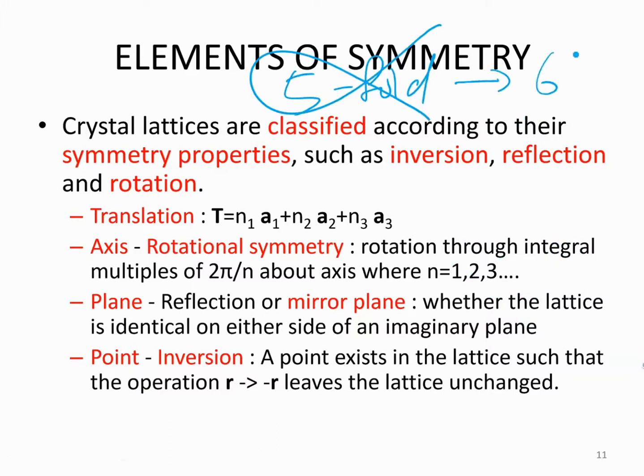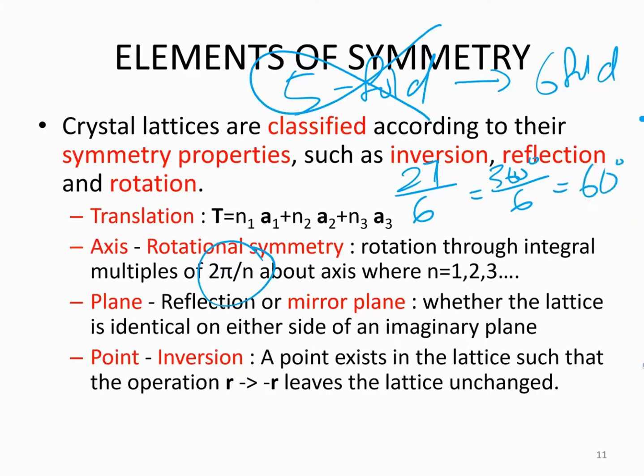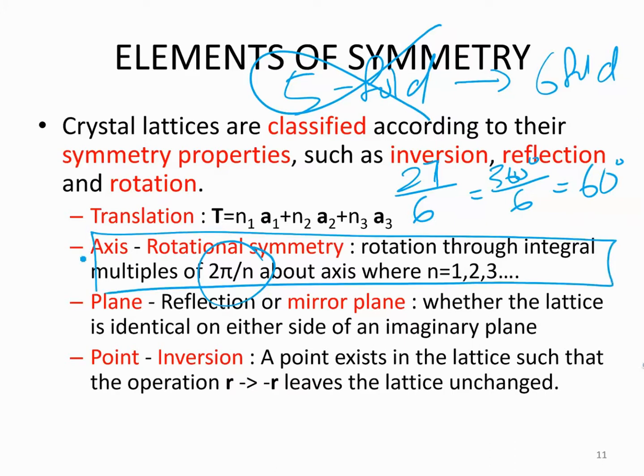And the next one is 6-fold. For 6-fold, same thing. We apply this equation, so 2 pi over 6, so 360 degrees over 6. So each rotation involves 60 degrees of rotation. So this is what we call rotational axis symmetry, or we call it 1-fold, 2-fold, 3-fold, 4-fold, and 6-fold.